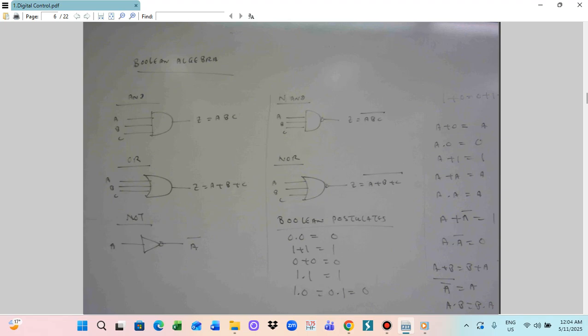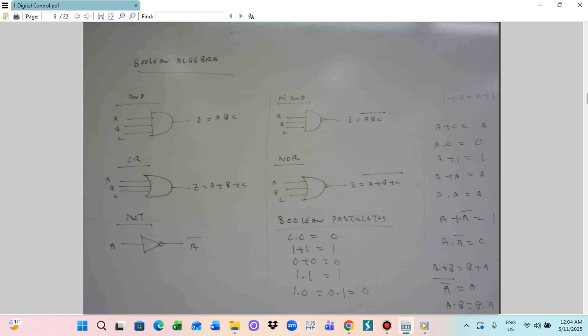And in this case you can also utilize the NAND gate. NAND gate means that the output is the complement of the multiplication of the inputs. So the inputs are A, B, C, and output Z is equal to A multiplied by B multiplied by C, the whole bar. So this is called a NAND gate.